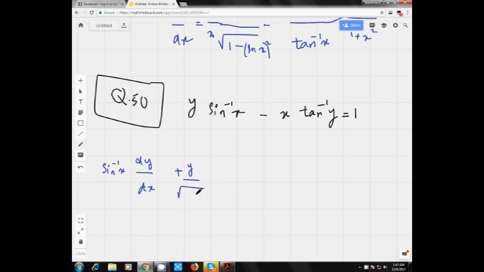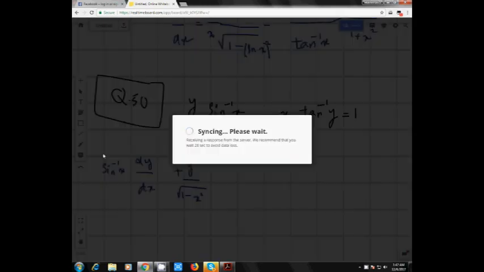Sine inverse x, its derivative is 1 over square root of 1 minus x square times the derivative of x, that is 1, which needs not to be written here.